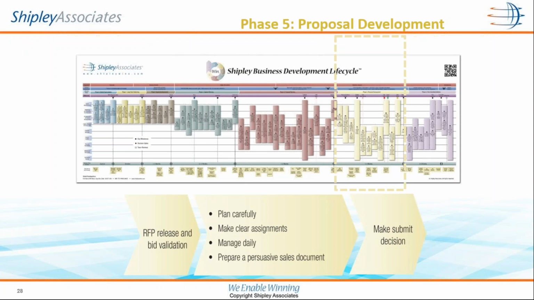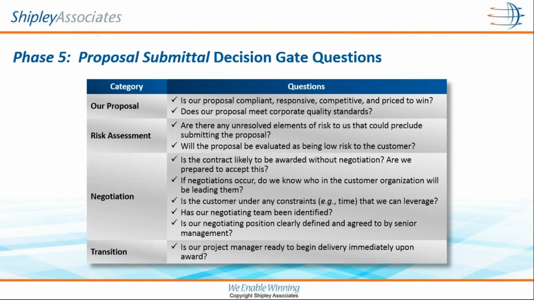And at the end of this phase, again, this is phase 5, so this is the next to last phase in the life cycle, our point here is we've got to decide: are we submitting this or not? If we win it, are we ready to go? These are the types of questions we need to be asking at this point. These are the proposal submittal decision gate questions. Is our proposal compliant, responsive, competitive, priced to win? Does it meet our standards?